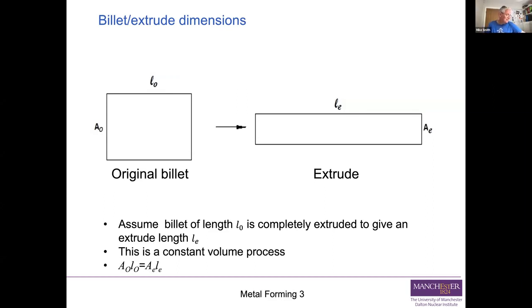And that means that we know that the volume of the original billet is the same as the volume of the extrude. A0 L0 is equal to AE LE. And that's just conservation of volume. We've assumed we've pushed it all out through the die and we haven't lost any of it. So we've got three simple definitions, and this is one of them.